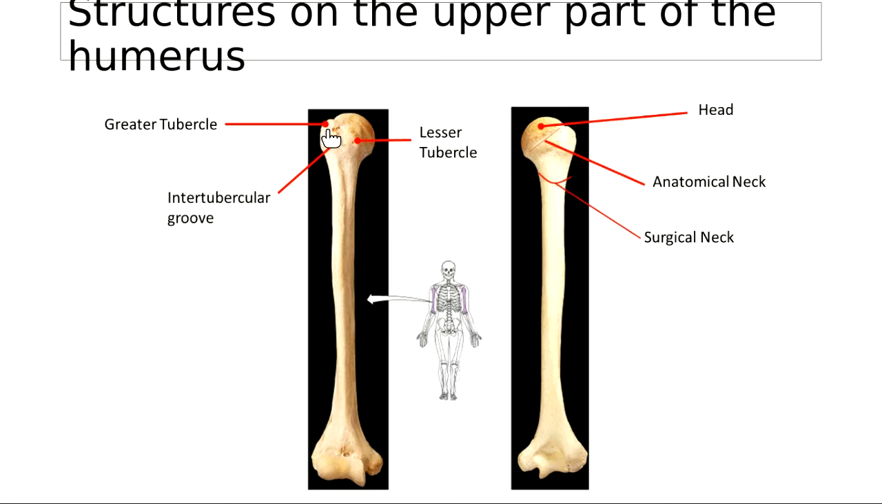You have these bumps, a big bump here and a little bump here. One's larger and above the other one. The one on top is called the greater tubercle. The one on the bottom is the lesser tubercle. Greater tubercle, a little bump, and a smaller one, the lesser tubercle. And this little groove in between them is called the intertubercular groove, which means the groove in between the tubercles. Intertubercular groove.